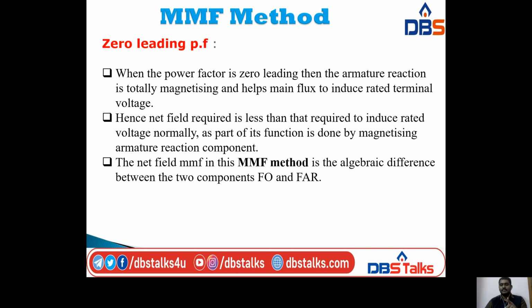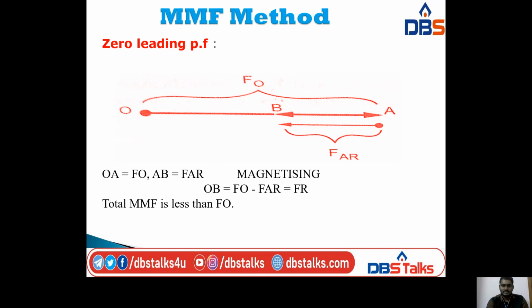So here the net field MMF in this MMF method is the algebraic difference. In the previous case I took the algebraic sum of the two components, F naught and FAR, and for the zero leading power factor I am now taking the algebraic difference between the two components, that is F naught and FAR. That means FR is equal to F naught minus FAR. This is the diagrammatic representation for that explanation. Here also I am taking 3 points, OA and AB, where OA is equal to F naught.